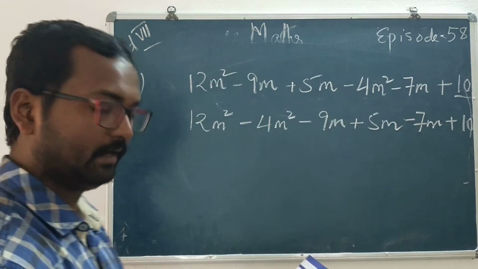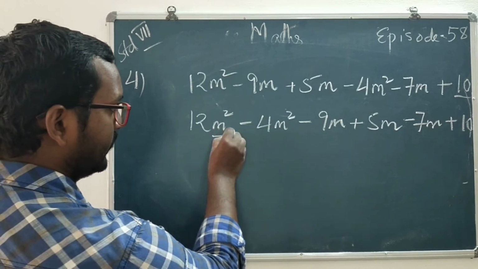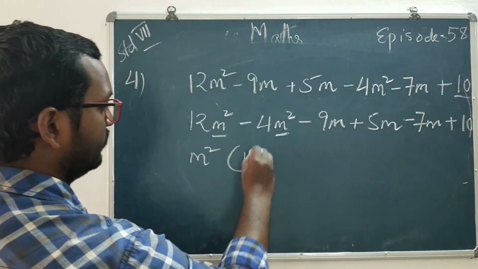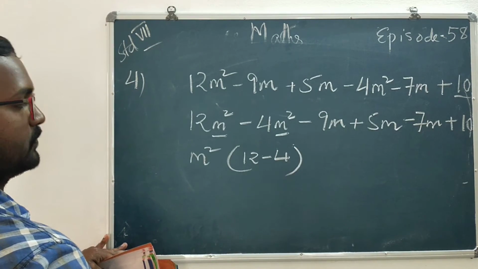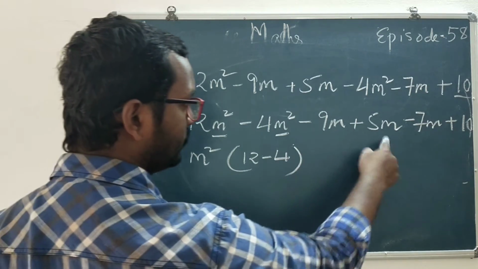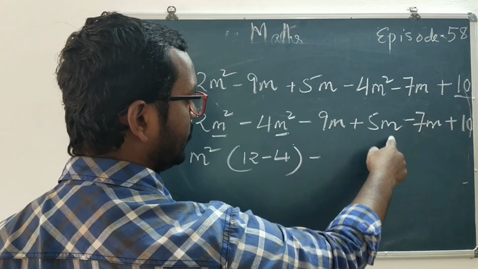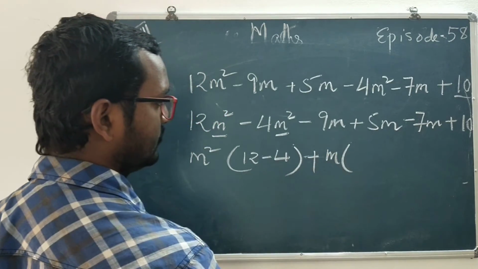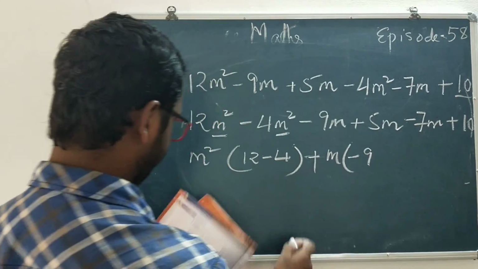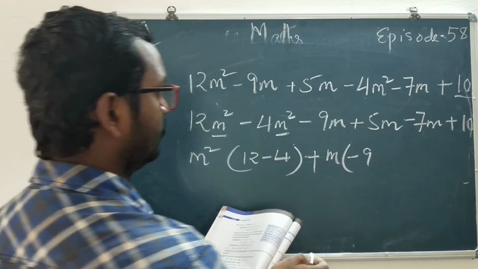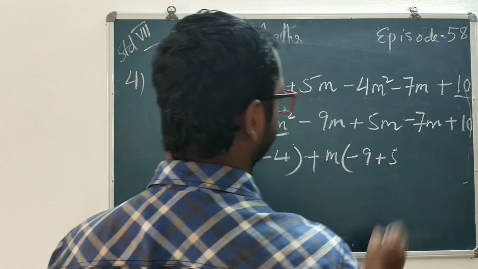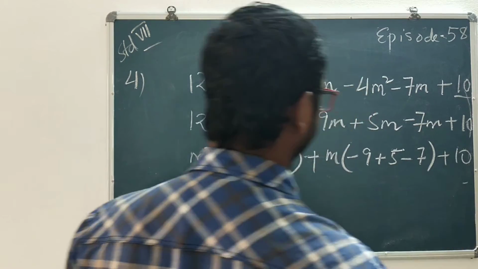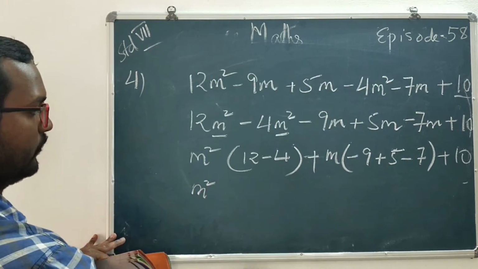Okay, so here in the book they have taken common. Here 12m square, m square is here, and m square is there also. So we can take m square as common, and then we can just subtract the numbers. Here also we can take m as common: here 9m, here 5m. So when we take m as common, we keep the plus sign outside, and inside we get minus 9, plus 5, and minus 7 plus 10. So if we solve here, we will get 12 minus 4, which is 8.